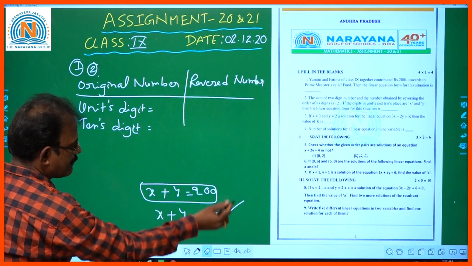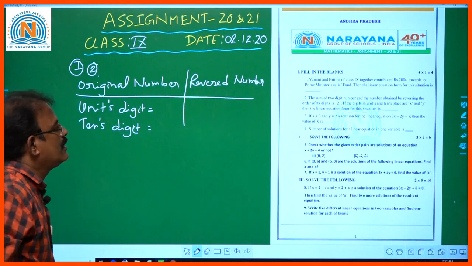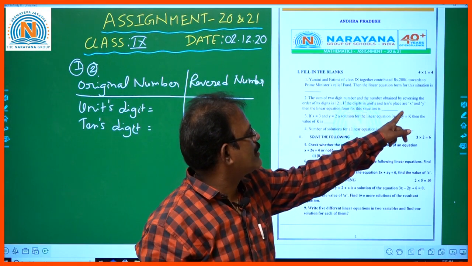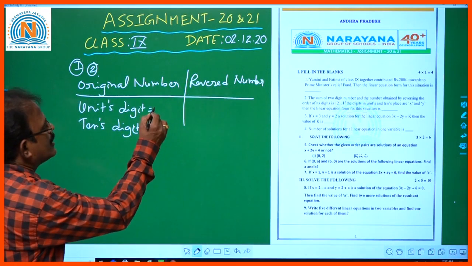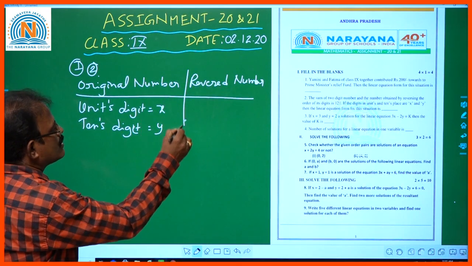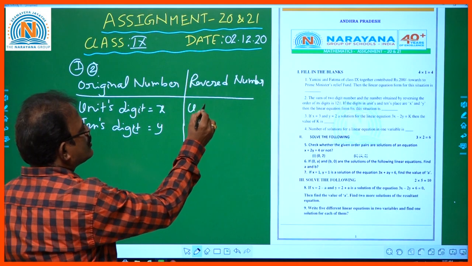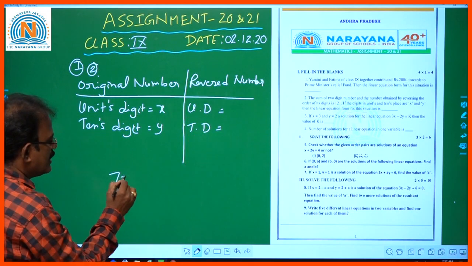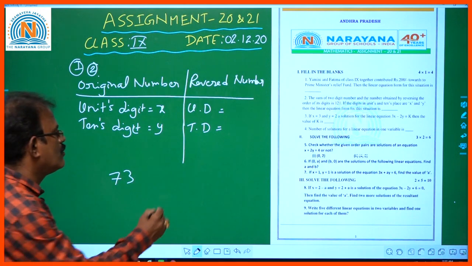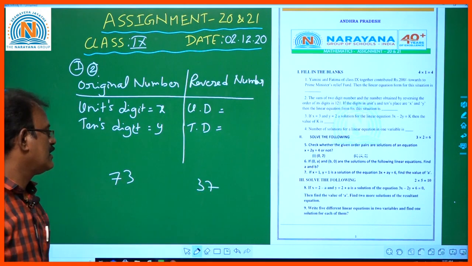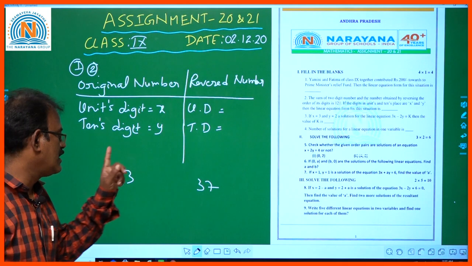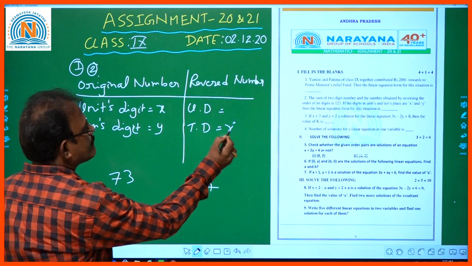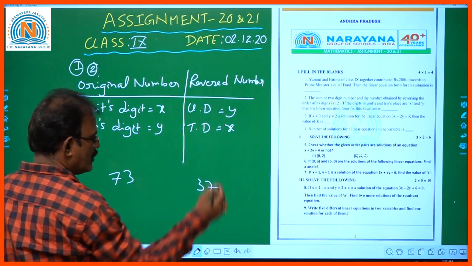According to the question, the digits in units place and tens place are x and y respectively. Unit digit is x, tens place is y. For example, if 73 is reversed, what is the number? 37. That means the unit digit goes to the tens place and the tens digit goes to the unit place.